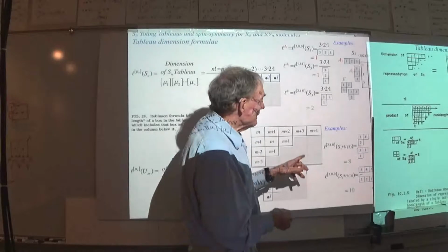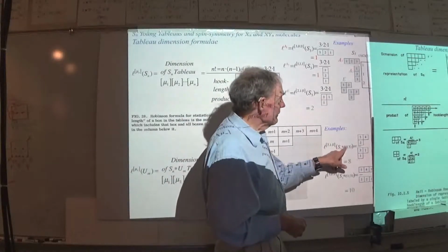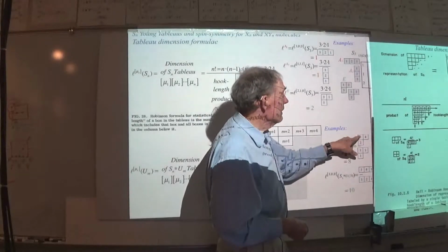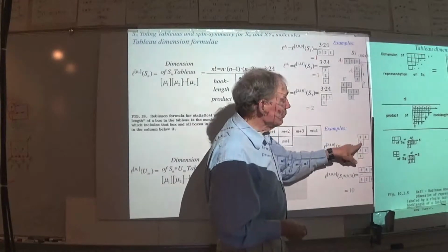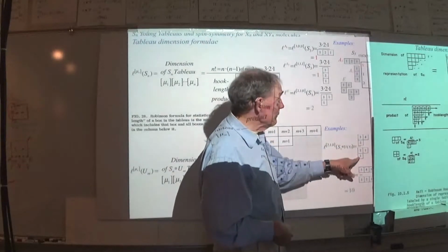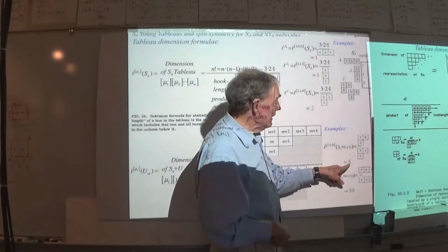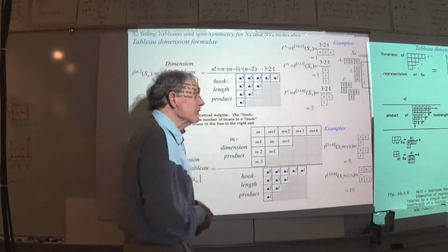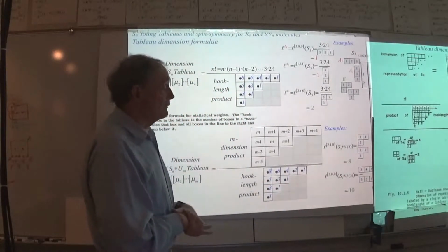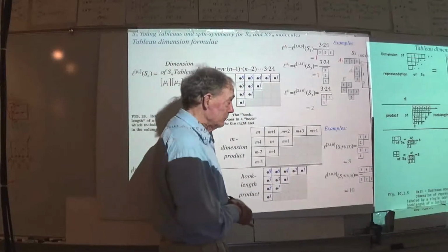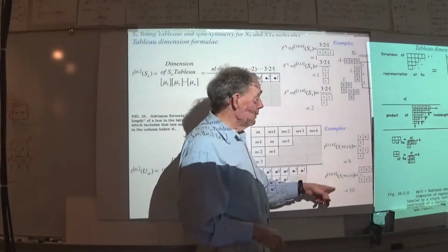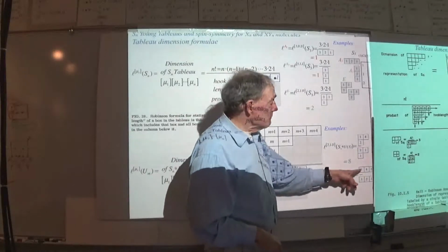But anyway, here I look at the 3 on the diagonal. There's only 1 box on the diagonal, so that's it. Then I go 4 here, and I go 2 there. Then I divide by the hook lengths. Bingo, 8. That's the dimension of the regular representation, the reducible regular representation in a Lie algebra of U3. And then this one is the one that won the Nobel Prize. This is a symmetric arrangement.